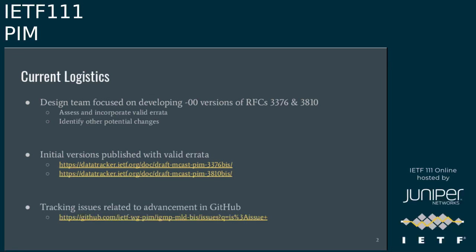Changes should also be made to remove parts of the RFCs which were not used by any vendors or implementations. The initial versions of these documents are published with valid errata and can be accessed by the links present here. Most of the content of the zeroth versions of these BIS documents for 3376 and 3810 is borrowed from RFC 3376 and 3810. So it would be better to use diff tools to see the differences, for those people who are already well aware of the RFCs and have gone through them many times.